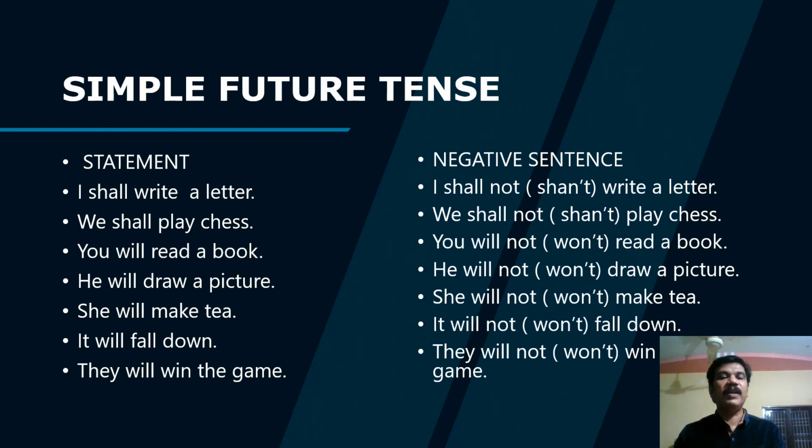See, with I and we as subjects we use shall; with the remaining subjects we use will. In modals, I have taught you the meanings of shall, will, would, should, could. If you don't understand, play the modals video lesson and try to understand the uses of shall, will, would, should, could, might, must, dare, need, ought to, etc. So think and understand in English.